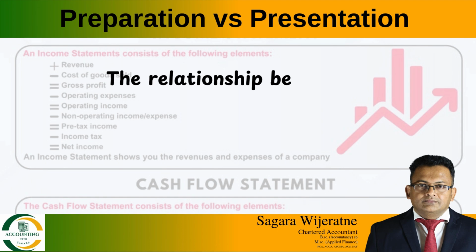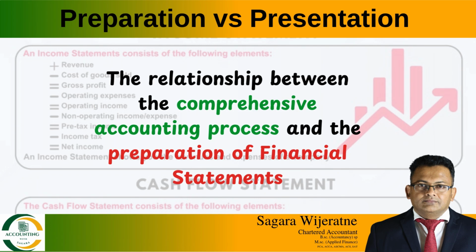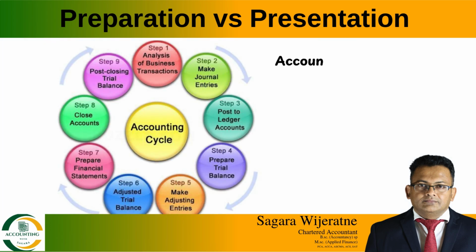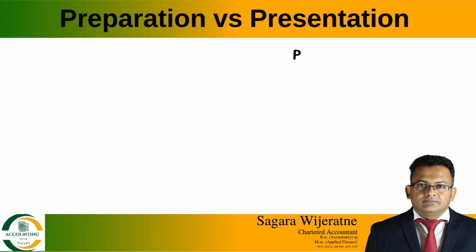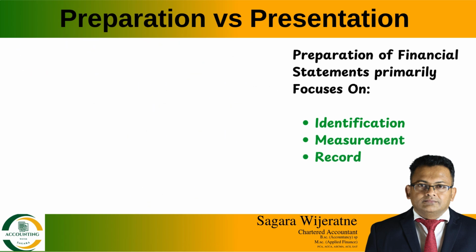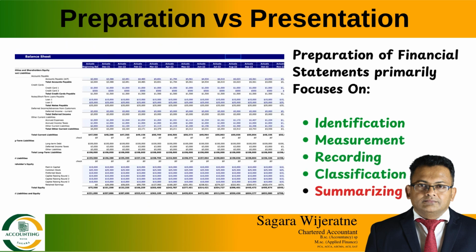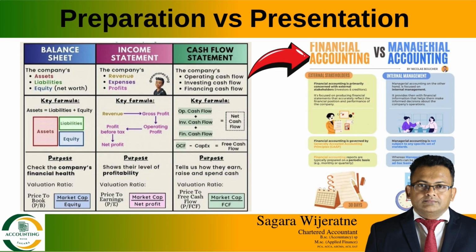The relationship between the comprehensive accounting process and the preparation of financial statements. The accounting process includes identification, measurement, recording, classification, analyzing, and interpretation. However, the preparation of financial statements primarily focuses on identification, measurement, recording, classification, and summarizing. Accordingly, the preparation of financial statements is a key part of the financial accounting process.